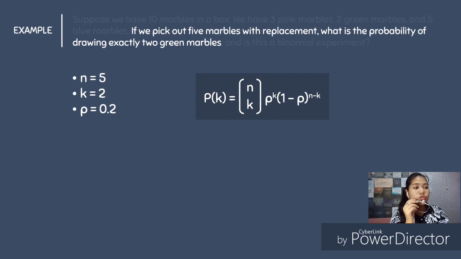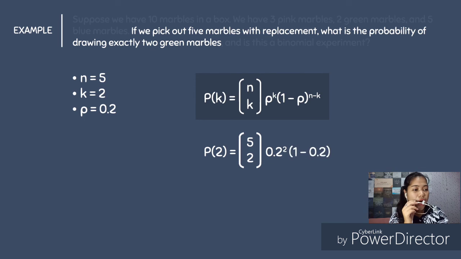Now, all we have to do is plug these values into the formula and we'll get an answer. In other words, the probability of getting 2 successes is equal to 5 choose 2 times 0.2 squared times 1 minus 0.2 raised to the power of 5 minus 2. After this calculation, we get an answer of 0.2048, which is the same answer that we calculated before.